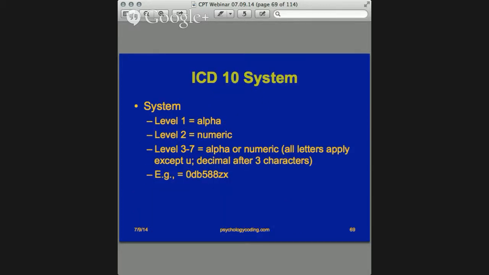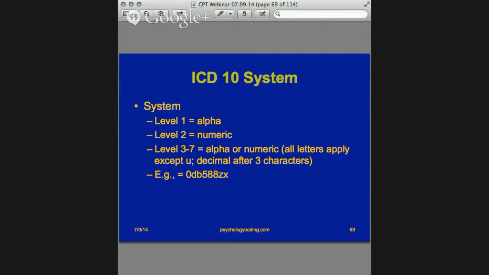As you can see, alpha is level 1, numeric is level 2, 3 through 7 is alphanumeric. So the code may be looking like ODB58AZX. I don't know. I think this is very complicated. I'm not sure how we're going to handle this. Hopefully some of you are in the position to lead us out of the woods on this one, because this is going to be a big challenge for those of us who are used to ICD-9, or for that matter, the DSM-5. I wouldn't mind hearing from some of you that could explain to me why the DSM-5 came out on the eve of the release of ICD-10. There must be a reason. I just don't know what that might be.